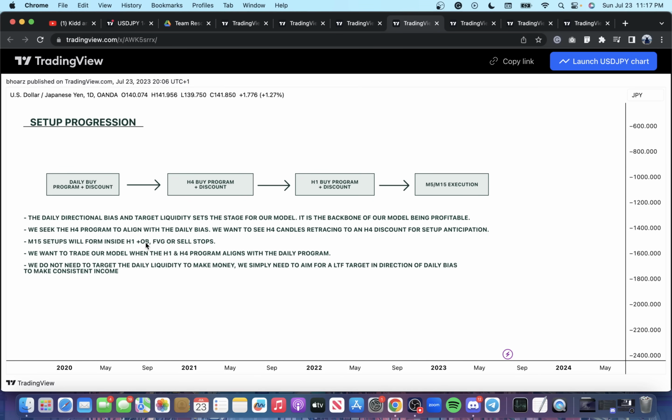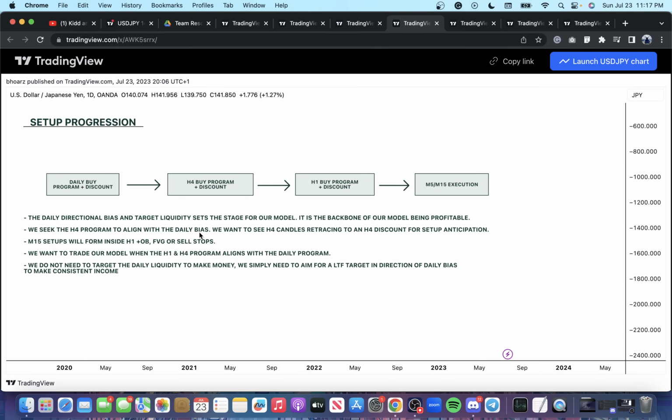Nothing else. We're not looking for anything else, no new terminology, no new complex thing, or any sort of thing. We're only looking for an order block, breaker block, or inefficiency. That's what we're looking for. And we buy from there, or we sell from there, depending on the daily program. We want to trade a model when the 1-hour and 4-hour program aligns with the daily program.